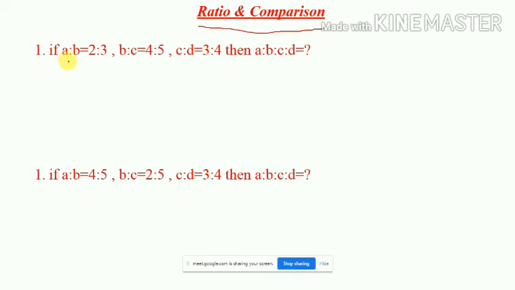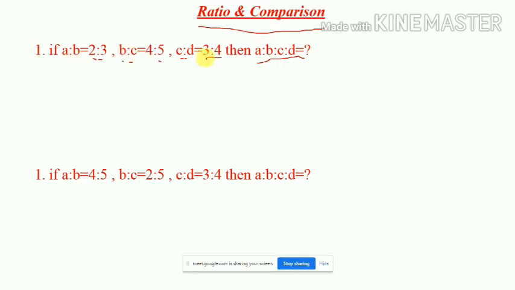Suppose you are given the ratios: A is to B equals 2 is to 3, B is to C equals 4 is to 5, and C is to D equals 3 is to 4. You have to find A is to B is to C is to D. Okay, you solve it, and I will see how fast you can solve it.